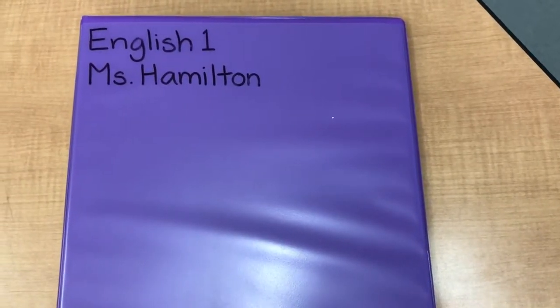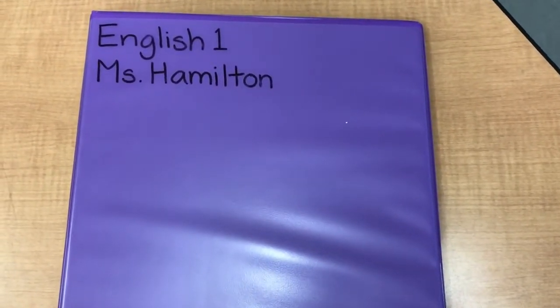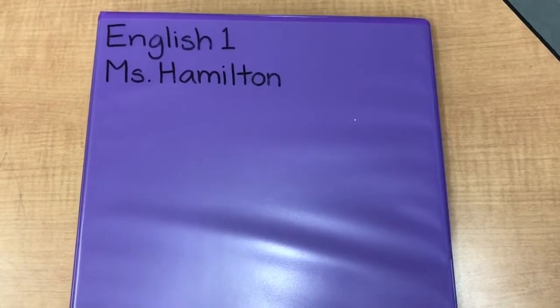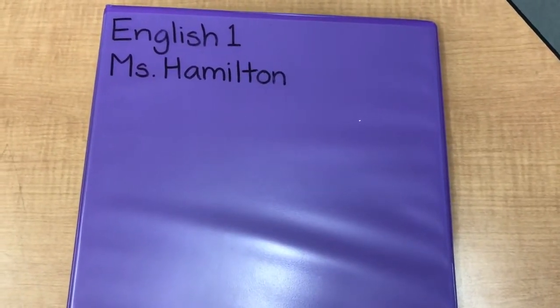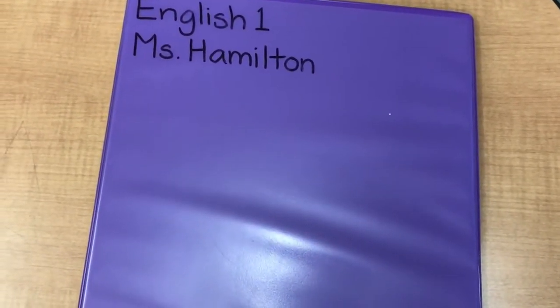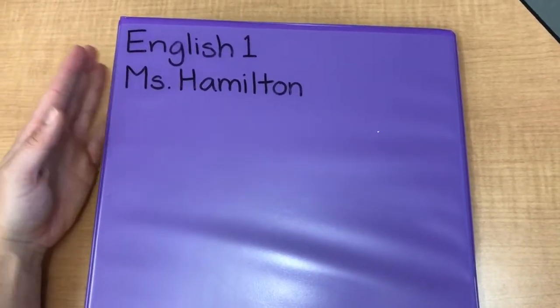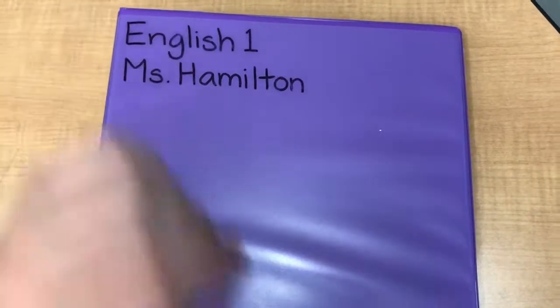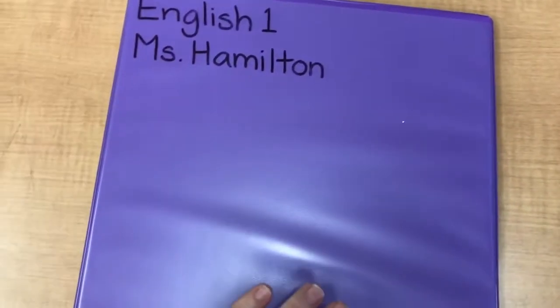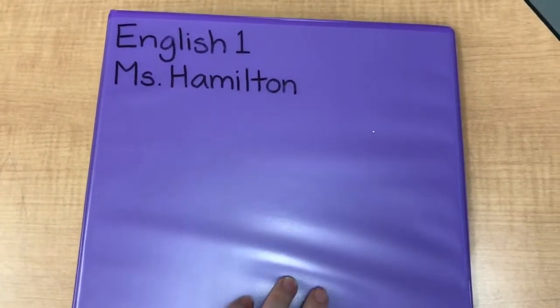All right, this video is just a refresher for any of you who may have been absent or forgotten your binder on a certain day and just need to make sure you have everything in the right place. If you haven't already, you want to make sure that English 1 and then your name are on the front of your binder. They could either be written on in Sharpie or you could write it on a piece of paper and fit it in the front cover here.